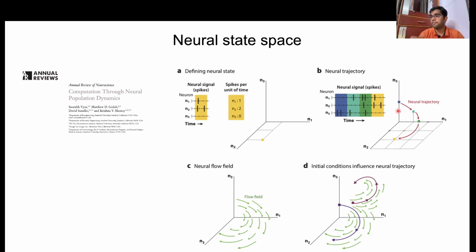Now, based on different initial time points, you can get different flow fields. How we compute this is the next question. Let's say there is some method to compute this flow field, some approximation where you take different initial points of the firing rates and see how the neural trajectory goes. What this flow field says is, if I start at this point, my neural trajectory goes this way. If I start at this point, my neural trajectory goes this way.